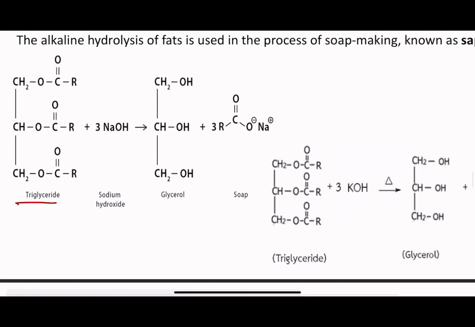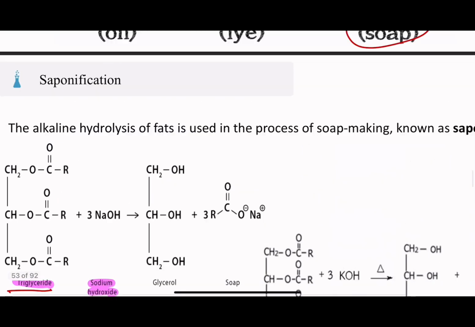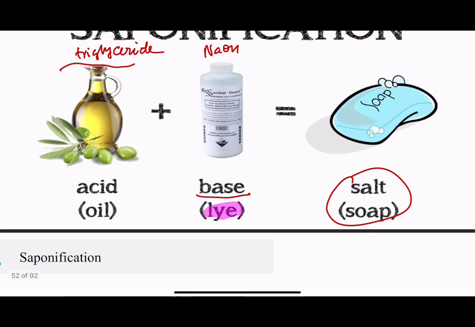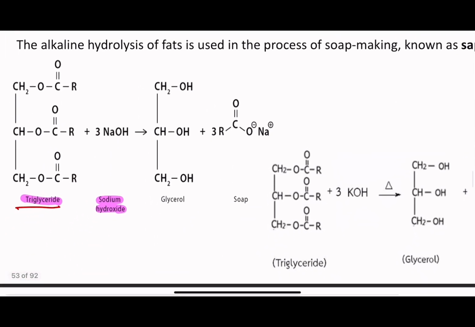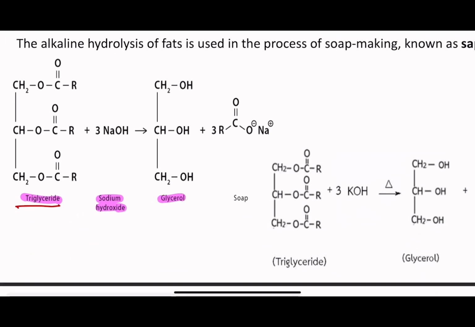So we had the triglyceride, right? We add sodium hydroxide, which is the base, and we call it a lye, and the oil is the triglyceride. We get the product glycerol, and this final product with the sodium is going to be called soap. We got 3 moles of this soap, and that's our product in the end.